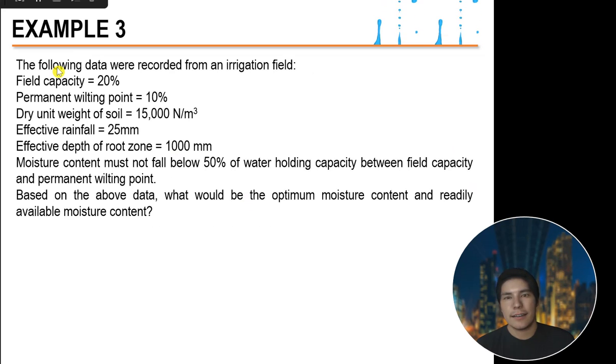Another example is the following data we recorded from an irrigation field. So given yung field capacity na 20%, yung permanent wilting point at 10%, the dry unit weight of the soil is 15,000 Newton per cubic meter. The effective rainfall is 25 mm. The effective depth of root zone is 1,000 mm. And the moisture content must not fall below 50% of the water holding capacity between the field capacity and the permanent wilting point. So based on the above data, what would be the optimum moisture content and the readily available moisture content?